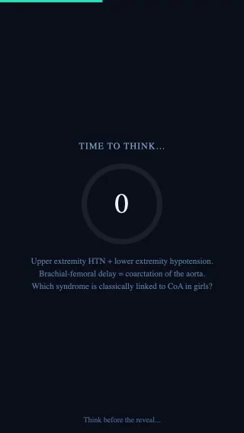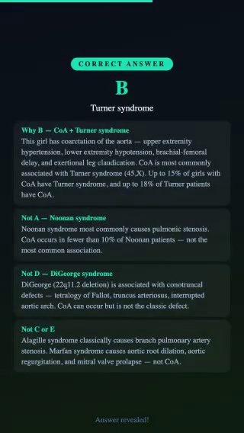The correct answer is B, Turner syndrome. This patient has coarctation of the aorta. The obstruction of the aortic arch distal to the left subclavian artery causes high blood pressure in the upper body and low blood pressure in the lower body, with brachial femoral pulse delay. The most common genetic syndrome associated with coarctation of the aorta is Turner syndrome.